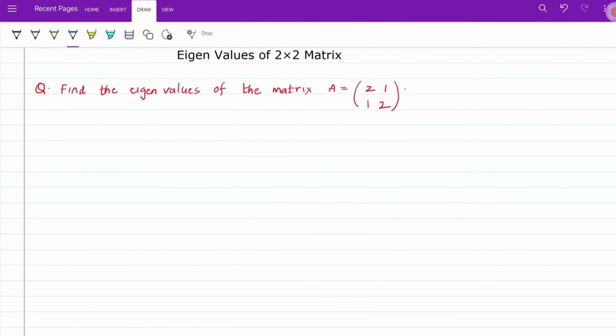In the last video we learned how to find the characteristic polynomial of a 3 by 3 matrix. Today we are going to use that skill to find the eigenvalues of a 2 by 2 matrix. Here we have a question: find the eigenvalues of the matrix A equal to [[2, 1], [1, 2]].